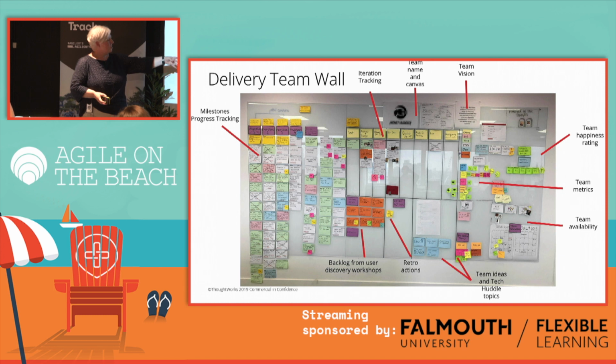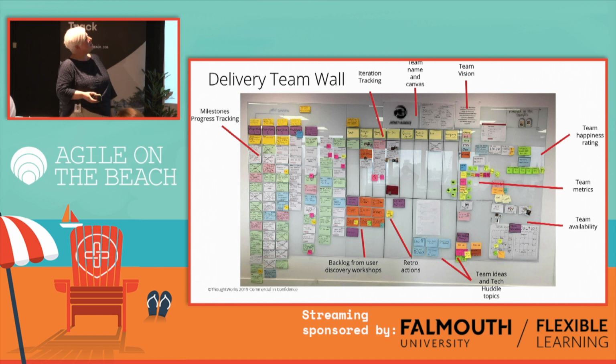You know, some user discovery information from some workshops that took place, so that work could be pulled into working in iterations. The iteration tracking board itself, a nice team name and canvas at the top there. So they did a team canvas right at the beginning, how we're going to work together, having that idea of a social contract as a team, what the vision of the team was, and then some metrics, the happiness rating, the availability, and also, because we were enabling people there, ideas for tech hubble topics. So anyone could just come and put an idea on there for something that they'd like to talk about in future.